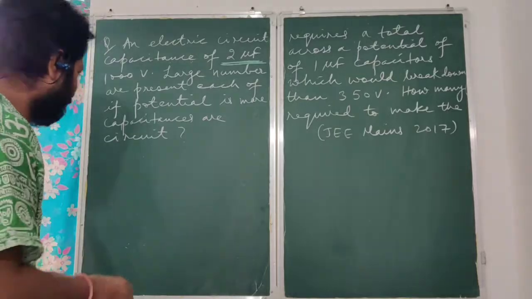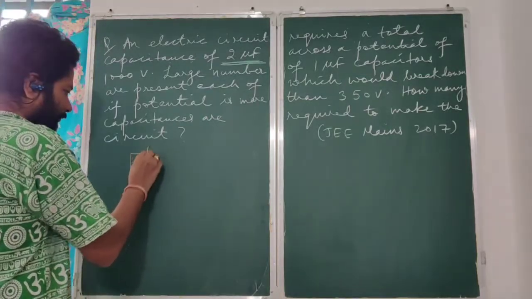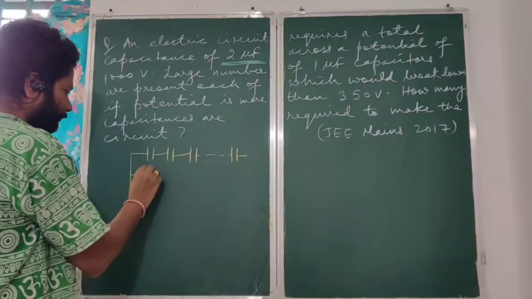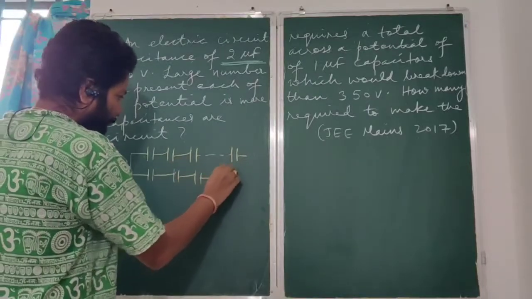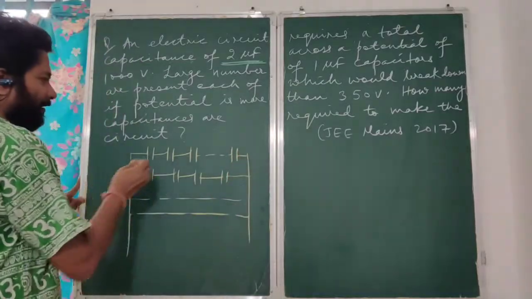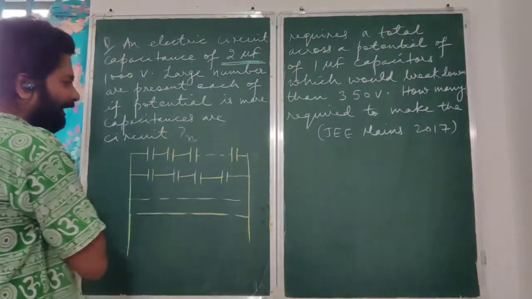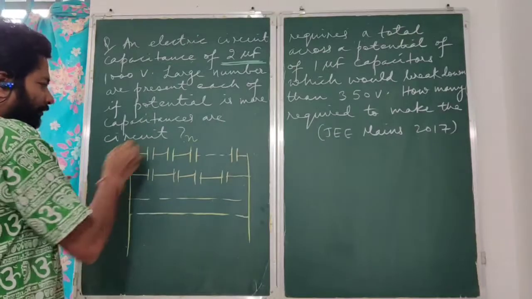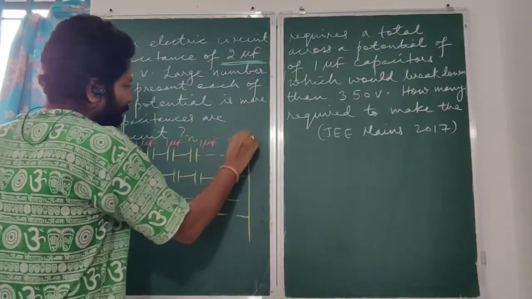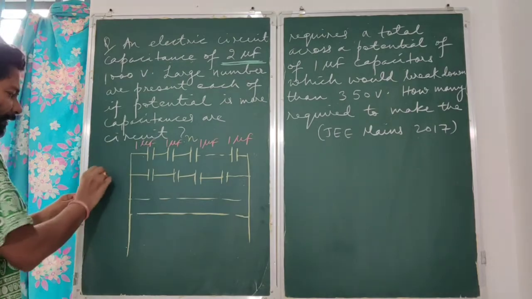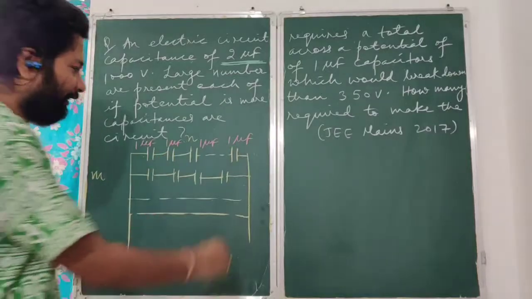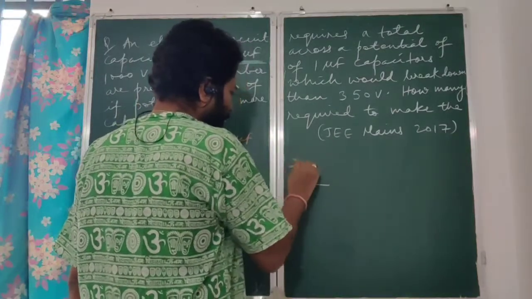So how many capacitors are required to make the circuit? So let us assume that in each row you are using n capacitors. Each capacitor we can use 1 microfarad only. Correct? And you are having a total of m number of rows. And what is the equivalent capacitance of this? The equivalent capacitance must be equal to 2 microfarad.